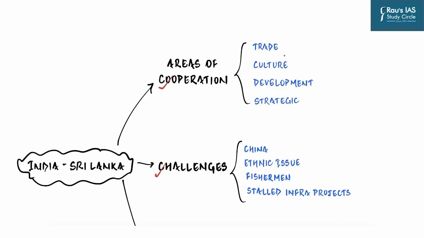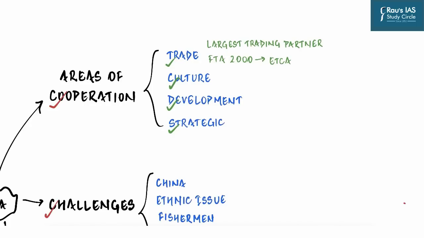So as far as the areas of cooperation are concerned, there are four clear areas, which are trade, culture, development projects, and strategic partnerships. Now to start with the trade. Sri Lanka is one of India's largest trading partners in SAARC. India in turn is Sri Lanka's largest trade partner globally. Now apart from good trading relations, India already has a free trade agreement with Sri Lanka which was signed in 2000. And right now the two countries are negotiating an economic and technological cooperation agreement which would be FTA plus.